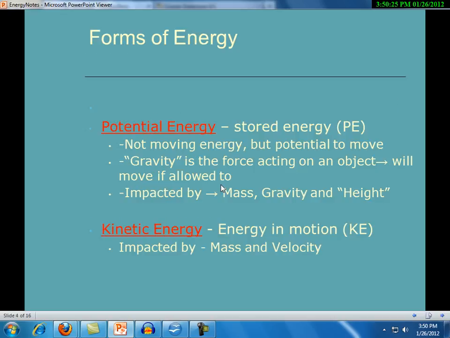So what is potential energy? You kind of know this. It's not moving energy, but it's the potential to move. Gravity has a huge impact on this, and it's also impacted by mass and height. As you saw with the activities that we've been doing the last few days, potential energy is very dependent on how heavy something is and how high you're dropping it from or letting it go from. Whereas kinetic energy is moving energy, and it doesn't have anything to do with the height. It's really just related to how heavy the object is and the speed that it's going, because it's moving. And you know from Newton's laws that mass is a very big determiner of speed.